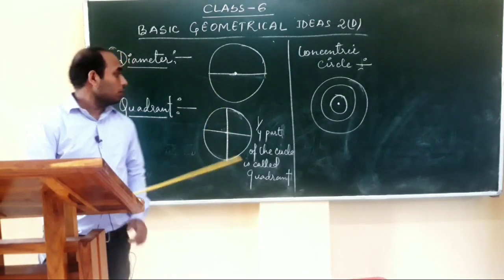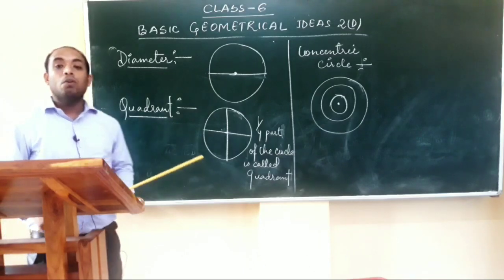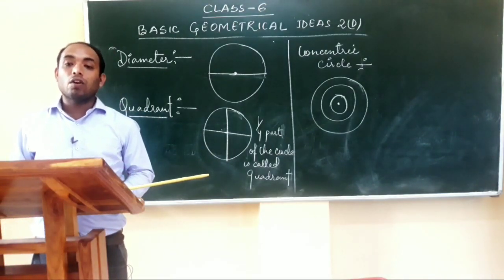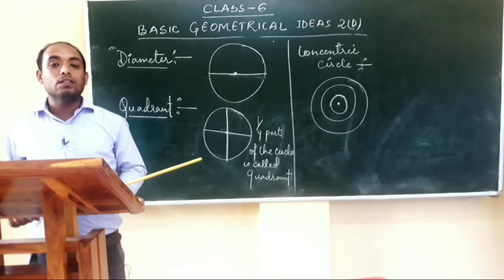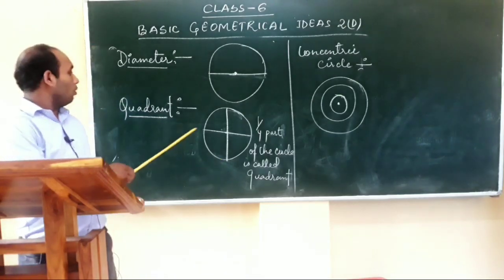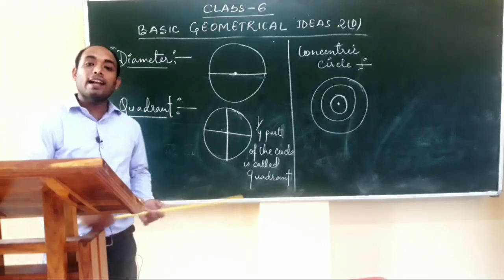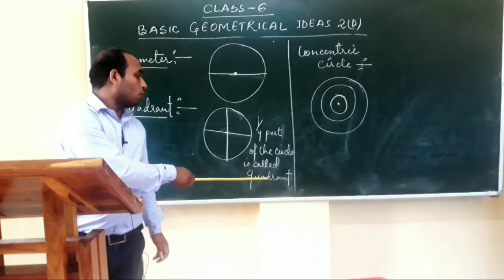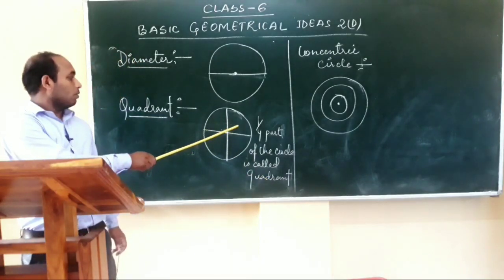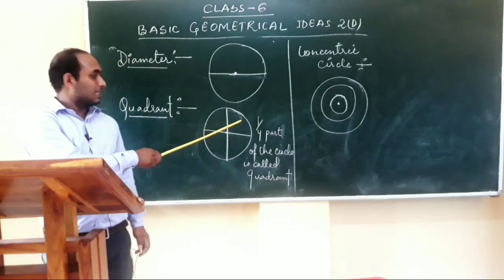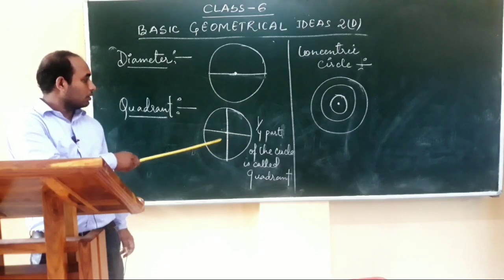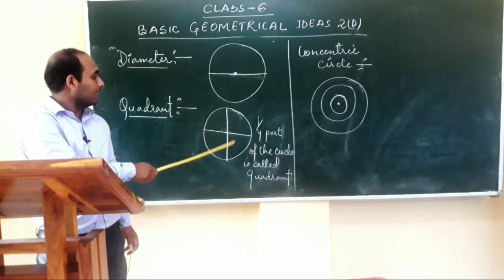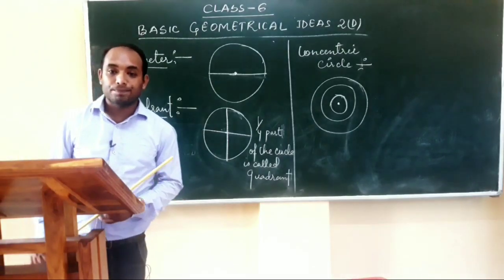Now we will discuss the quadrant. What is a quadrant? If two radii are at right angles to each other, the part is called a quadrant. You can say one-fourth part of the circle is called a quadrant. This part is called a quadrant, one-fourth. In the circle, how many parts are there? Four parts. Each part is called a quadrant.